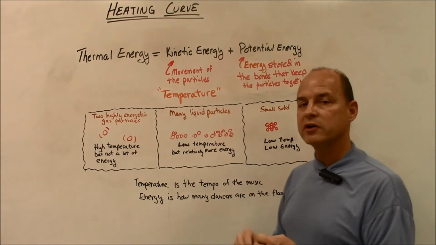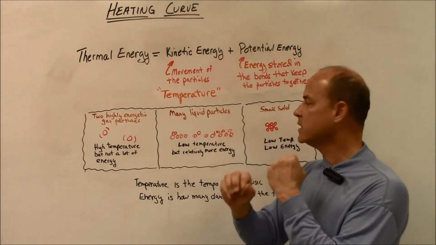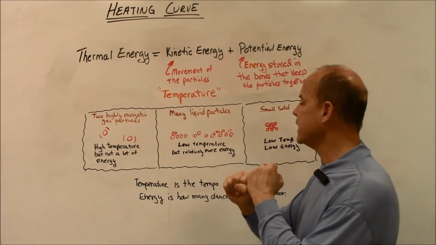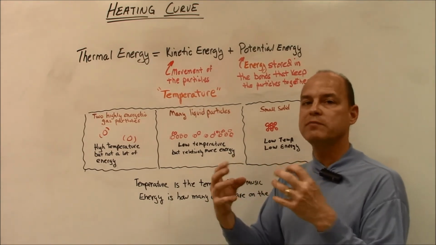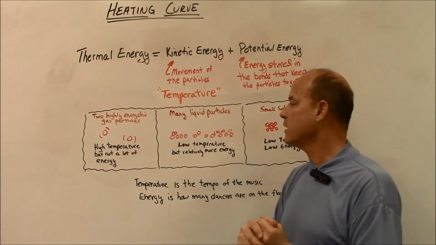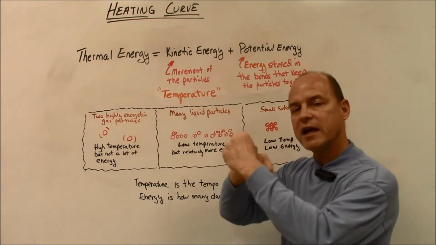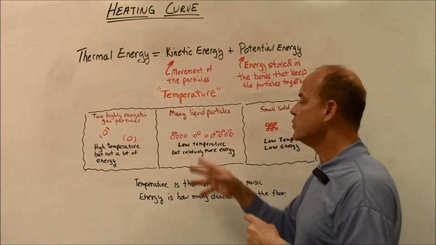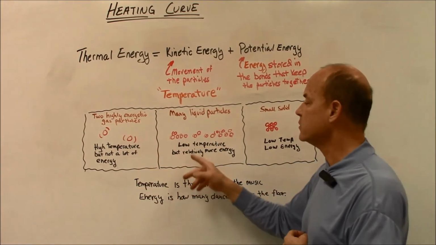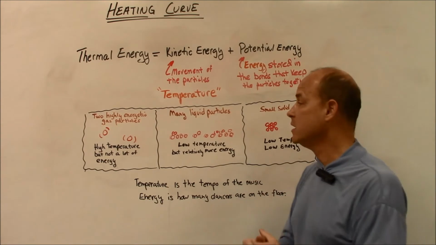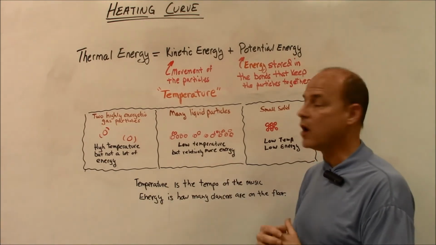Compare that to many liquid particles, as I've tried to show here. A lot more particles, there's a lot more energy in the bonds that are keeping them together. But liquid, as you know, is not free of those bonds. They're not moving all around vigorously. They're just really kind of sliding past each other. So it's a relatively lower temperature than the highly energetic gas particles, but more total energy simply based on the fact that there's more particles.